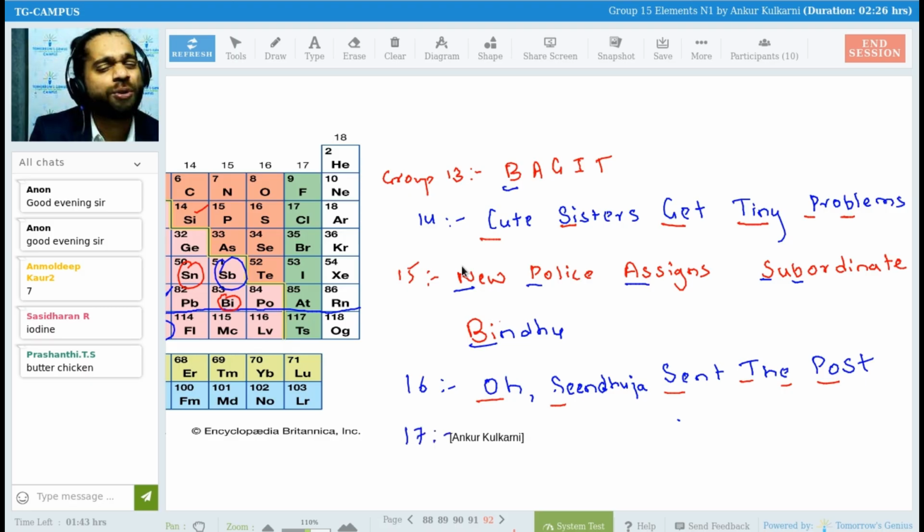Group 17, I hope we do not require a mnemonic for group 17. Do we require? I don't think so. We always use fluorine, chlorine, bromine, iodine, astatine. It is on our tongue. For group 17, I don't think we require any. But still, chalo, I'll give you.